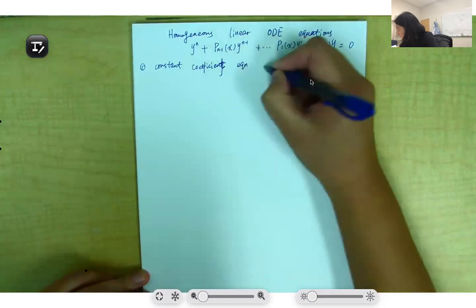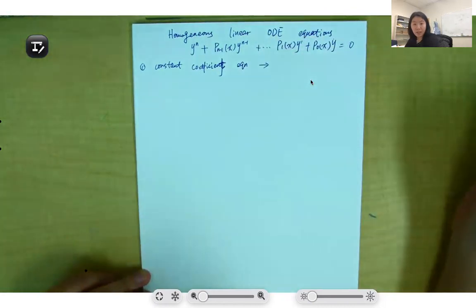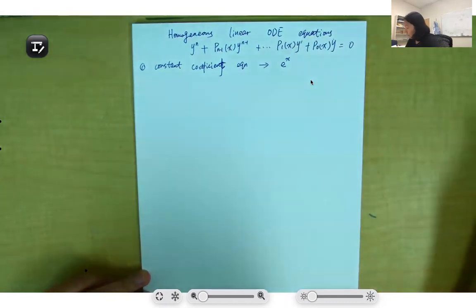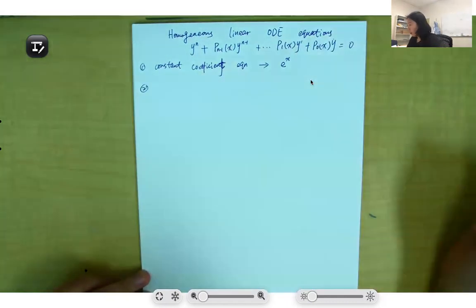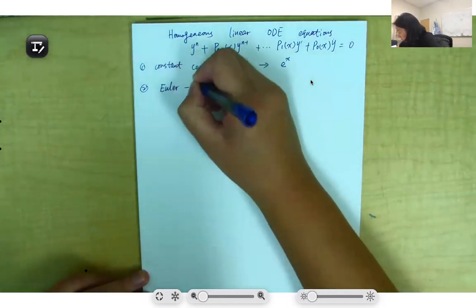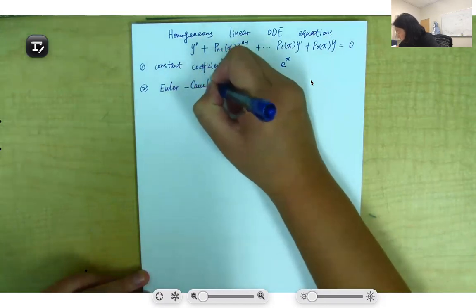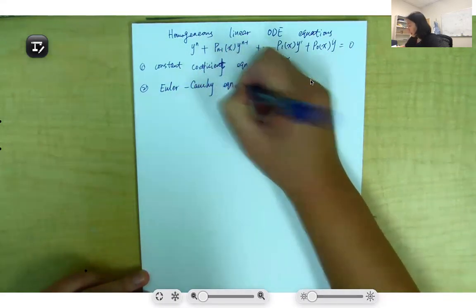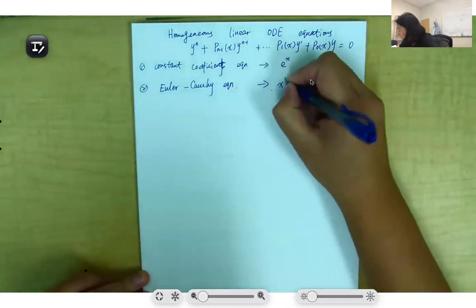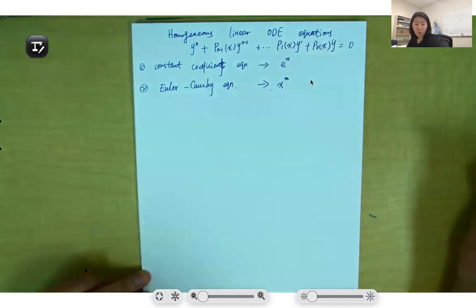Constant coefficient equations. And we usually guess that the solution for a constant coefficient higher order homogeneous linear ODE is of the form of an exponential, so e to the x. Another is called Euler-Cauchy equations, and we usually assume the solution is x to the m power. And we will talk about what the form looks like for Euler-Cauchy equations.